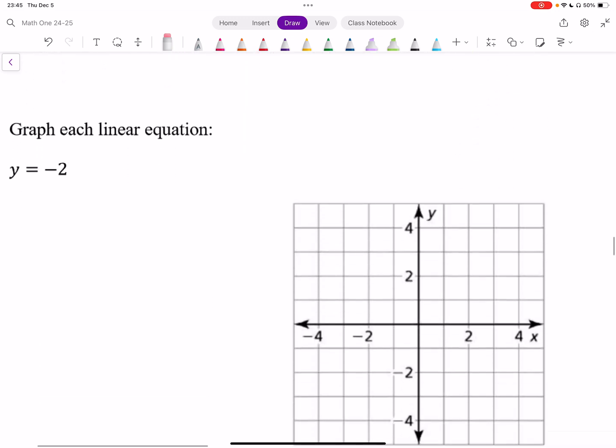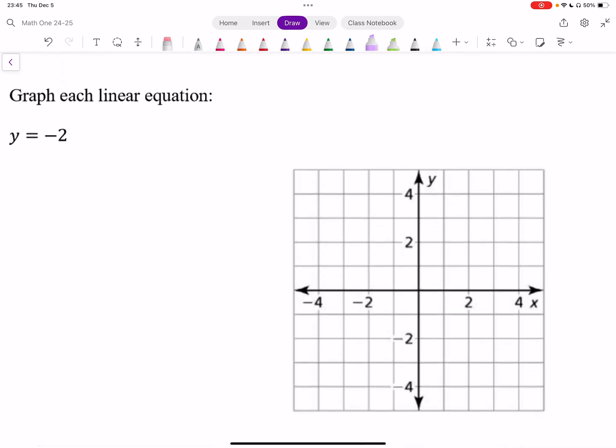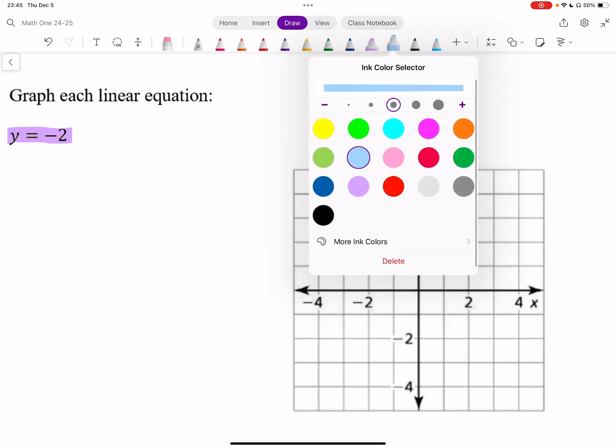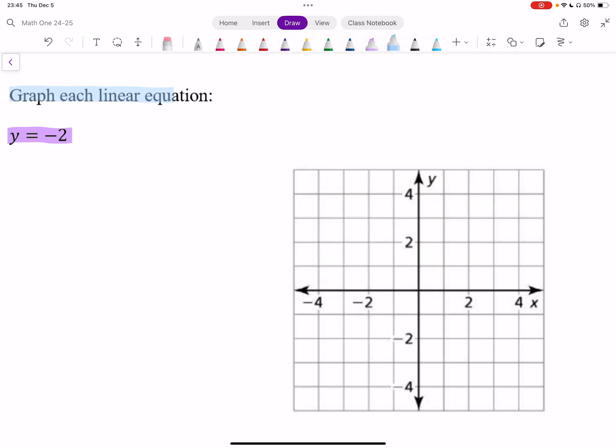Let's get some practice graphing these equations. The instructions tell us to graph each linear equation. One hint that it may be a horizontal or vertical line is that, looking at the equation, we do not have both an input and an output. We do not have both a y and an x. We simply have one of the variables in the equation, and in this case it's y.